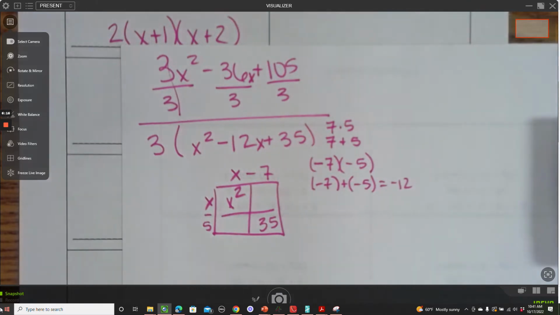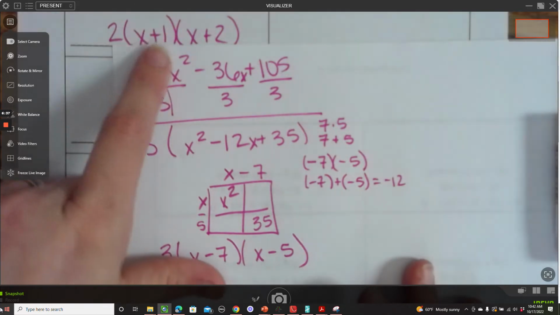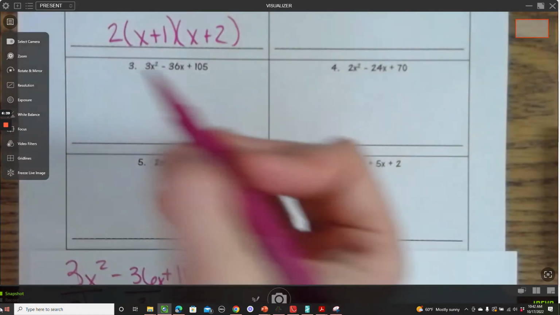On these, it doesn't matter which goes where because they both start with an x. We're going to do other ones that don't start with an x, that maybe start with a 2x, and then it does make a difference which one goes where. So the 3 is on the outside. We've got x minus 7 and then x minus 5. Again, if you work all the way back, you do FOIL and then you distribute the 3, you should be able to work back to your original problem.